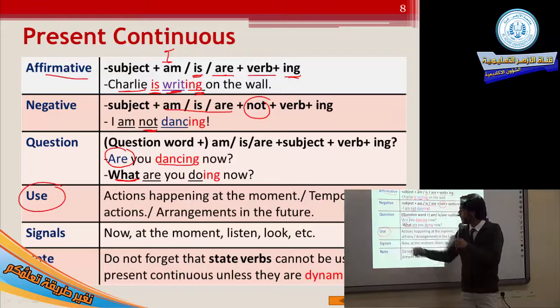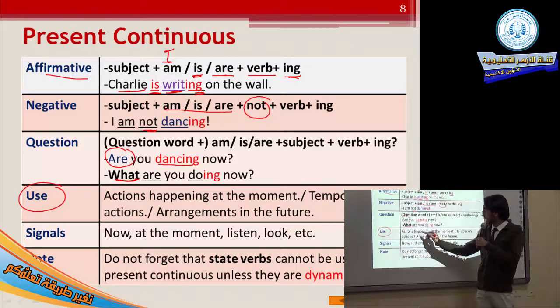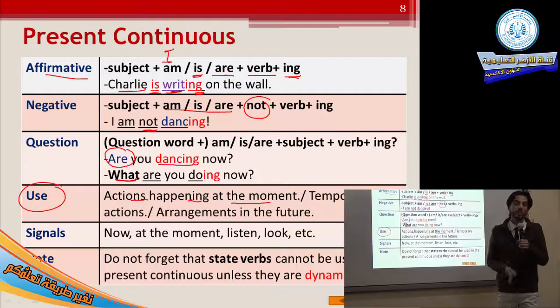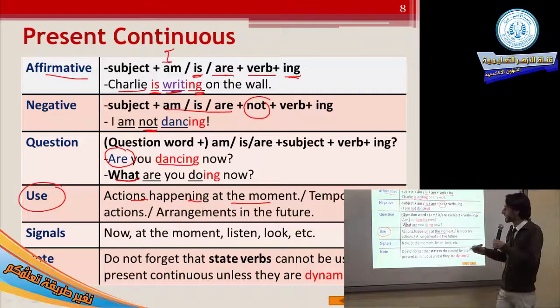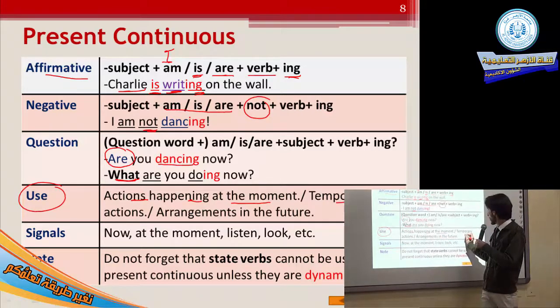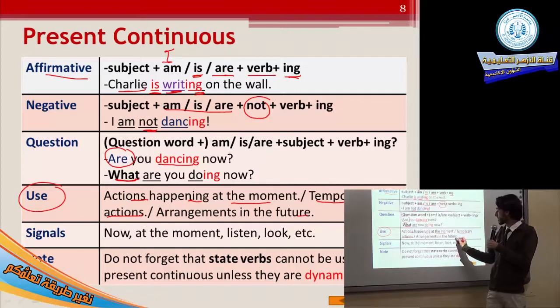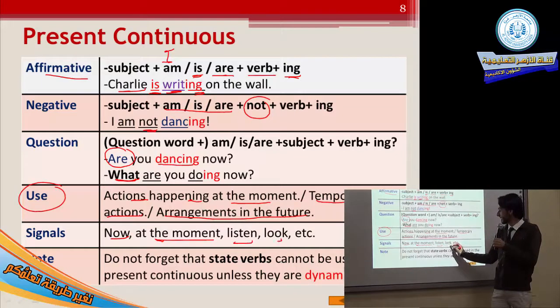We use the present continuous to express actions happening at the moment of speaking. For example, I'm explaining the present continuous right now. Something happening at the moment of speaking. We use it also for temporary actions and arrangements in the future. Signals: we use now, at the moment, listen, look, and so on.